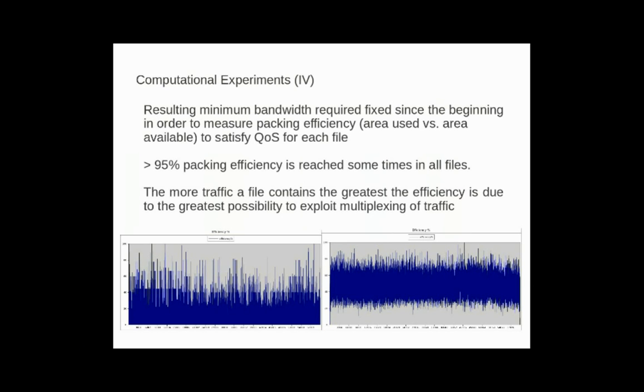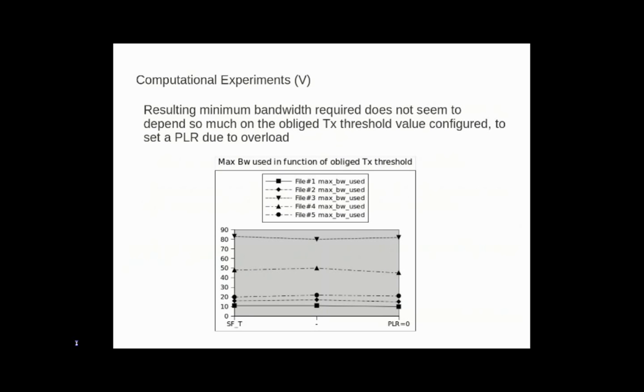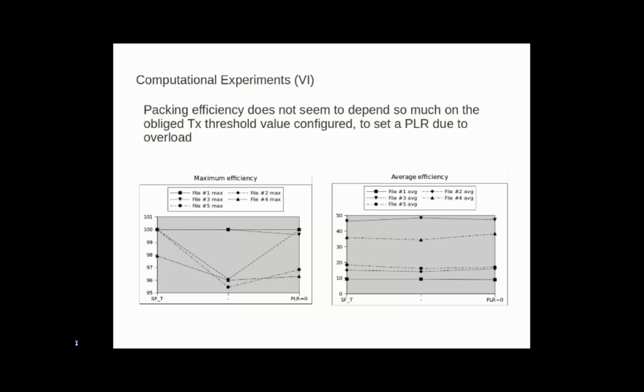Hereafter are shown figures indicating the resources utilization efficiency as a function of time for file number 1, minimum load, and also for file number 3, which has the maximum load, on the right. It can be appreciated that the resources utilization efficiency increases with the traffic load. The resulting minimum bandwidth does not seem to depend on the obliged transmission threshold configured, as shown in the next figure. The same happens with the resources utilization efficiency.